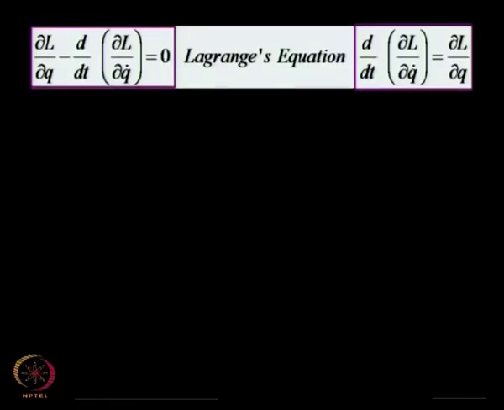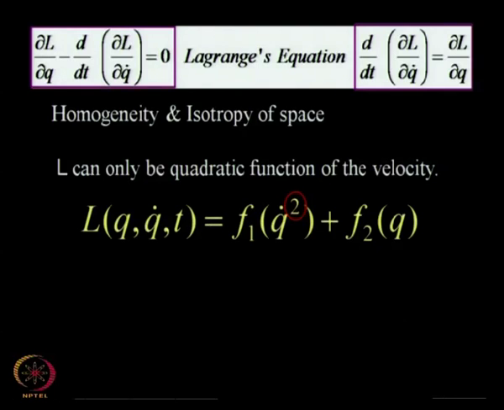So, let us see how we can get it. This is the Lagrange's equation. What we do know is that space is homogeneous and isotropic. The space we are dealing with is isotropic, its properties are the same in all directions, and therefore the Lagrangian cannot depend on any specific direction, because properties of the space are the same. That is what is meant by isotropic, right.